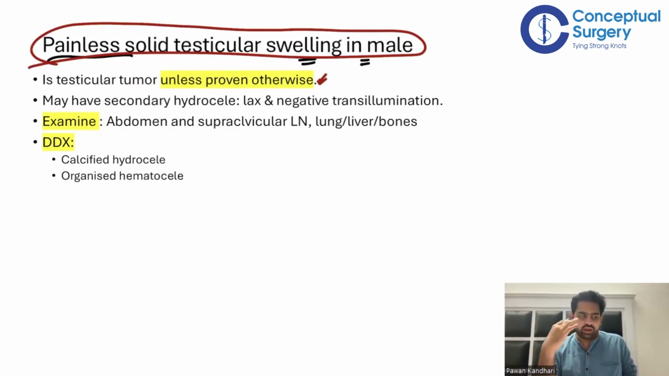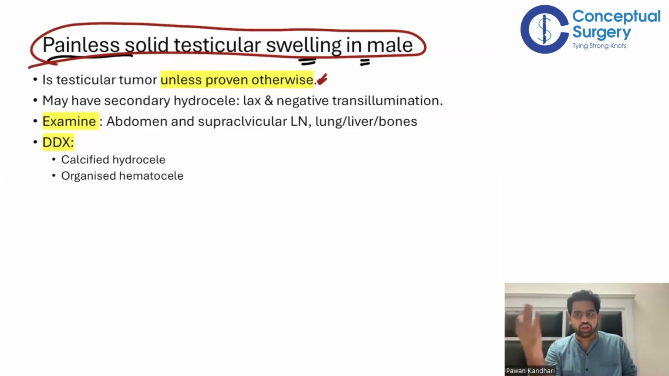If it's a very straightforward case, with transillumination and everything present, then it's fine. But if it's a calcified sac or a thick sac, you cannot palpate the testes. You don't know whether there is a testicular mass present or not. I'm pretty sure you would have heard of this: there is something called the primary hydrocele and the secondary hydrocele.